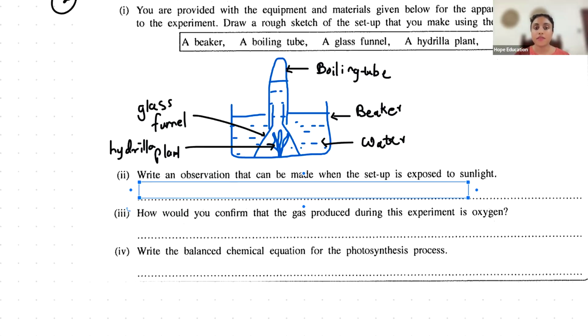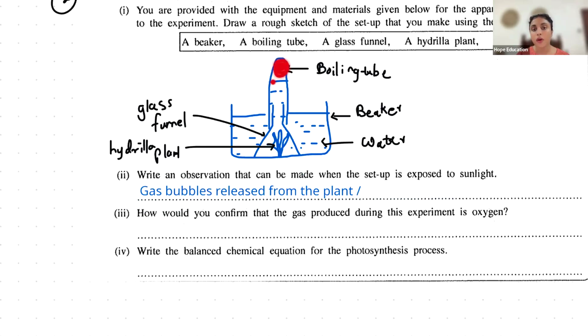Children, there is another observation. This is enough to write, but another observation is, as the gas is getting collected here, what do you think will happen to this water level? What would happen to the water level? When the gas is getting collected here, what will happen to this water level inside the boiling tube? It will decrease. Yes, it will go down. So that is also one observation.